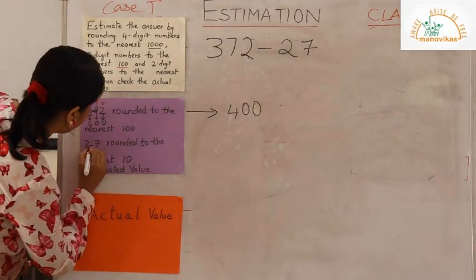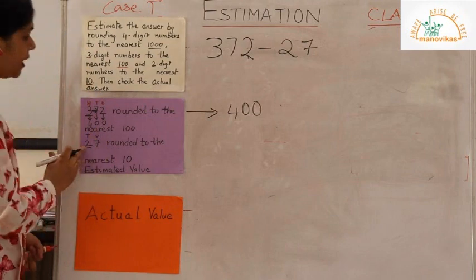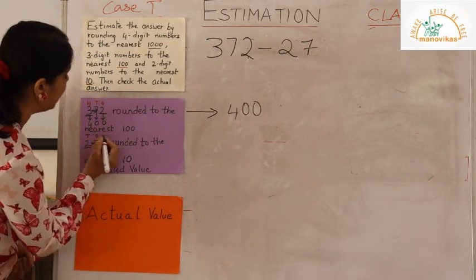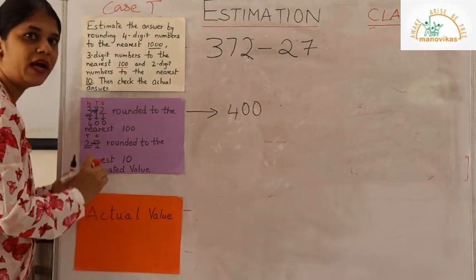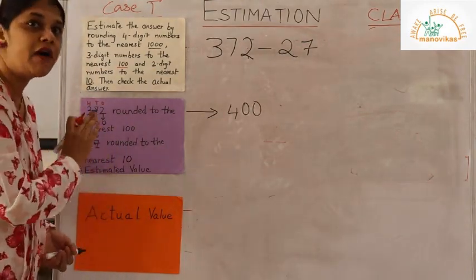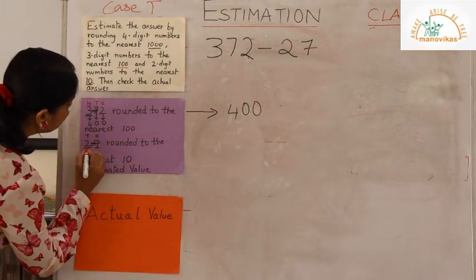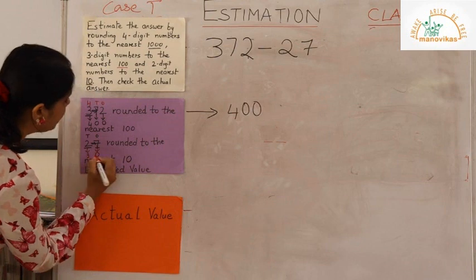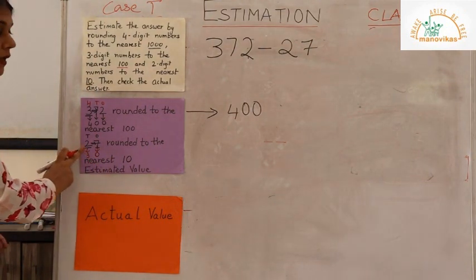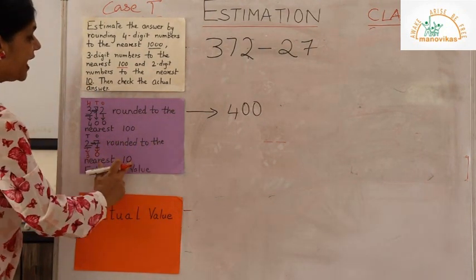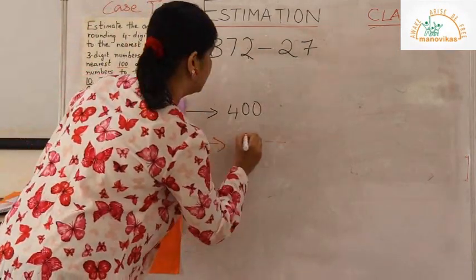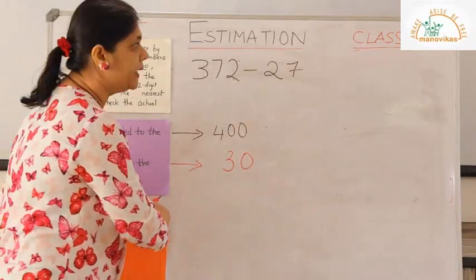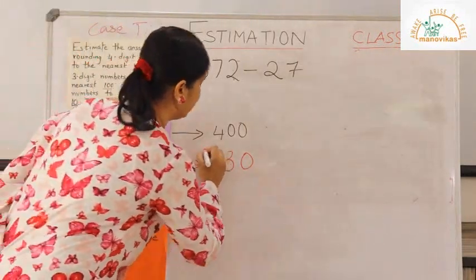Now let us round 27 to the nearest 10. Now here again underline the digit in the tens place and look at the digit in the ones place. Now the digit in the ones place is 7, which is more than 5. So what will happen here? 2 will become 3 and 7 will become 0. So 27 rounded to the nearest 10 is how much? 30.